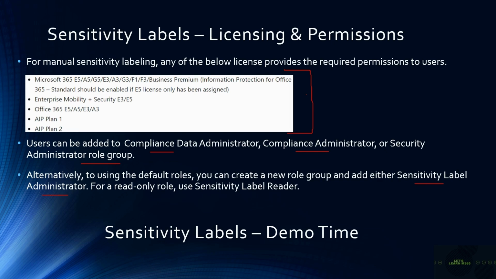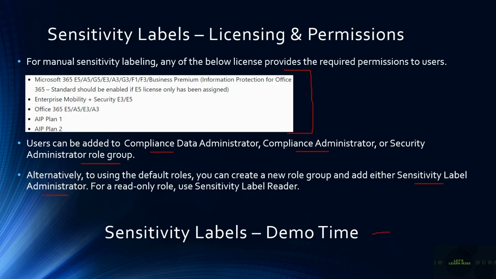And if you just want someone to have read-only permissions to the sensitivity label, then you will need to add the user to the Sensitivity Label Reader role. By default, this role is not added to any role group. Therefore, you should create a new role group and add this role, followed by adding the required users as members.